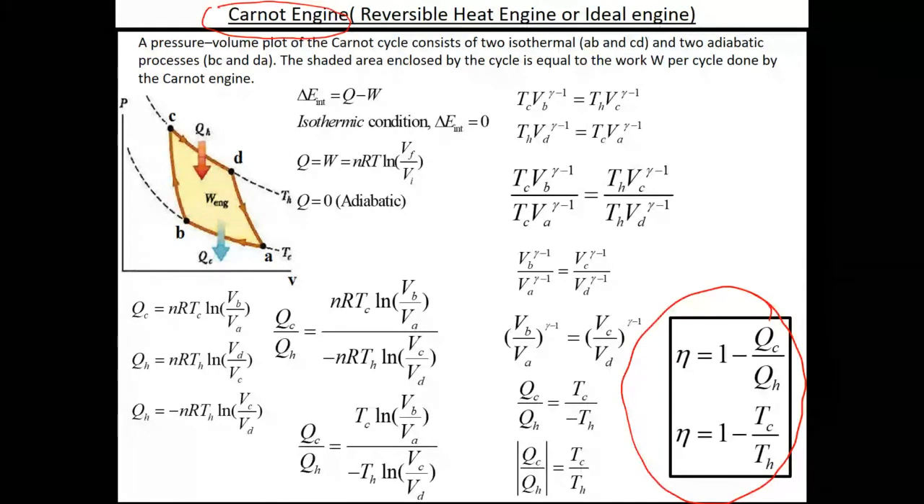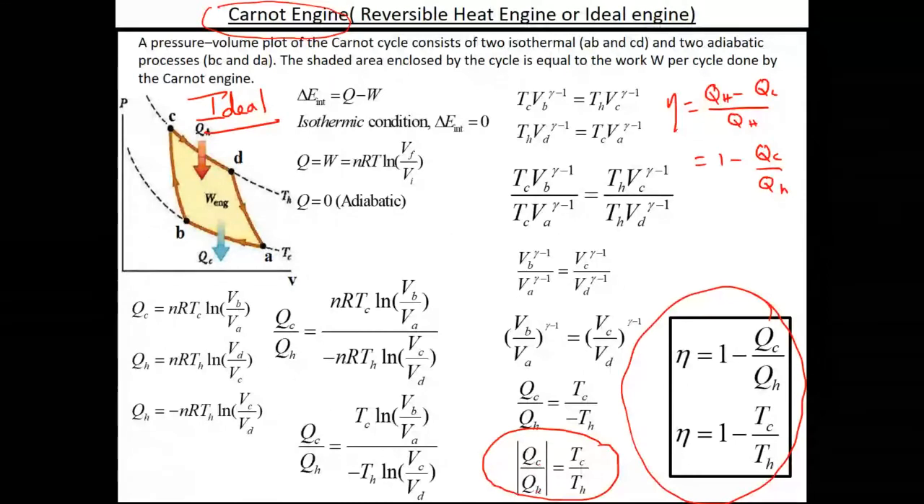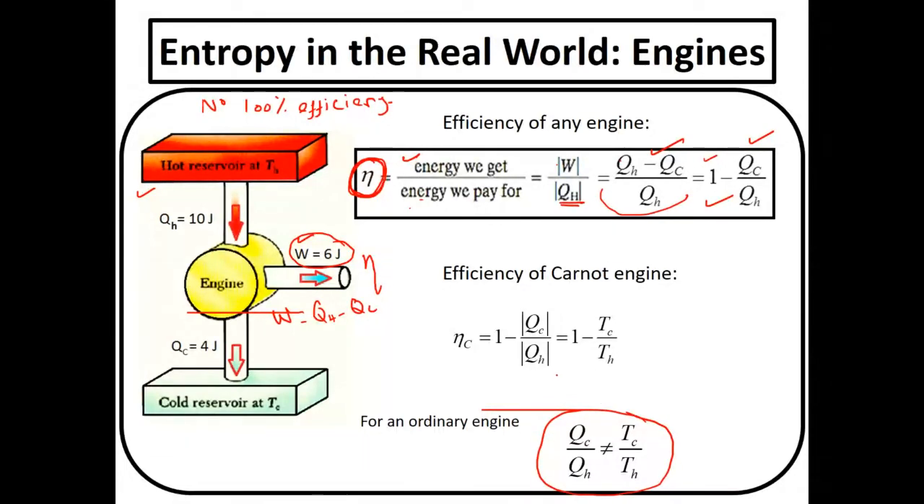What's the difference between the efficiency in the first slide and the efficiency in this slide? Both are the same. I can write the efficiency as QH minus QC over QH. The one in the first slide is the ideal efficiency. In ideal cases, your cold temperature over hot temperature is exactly equal to the cold energy over hot energy. But in the real world, is it possible? No. Keep this information in mind.